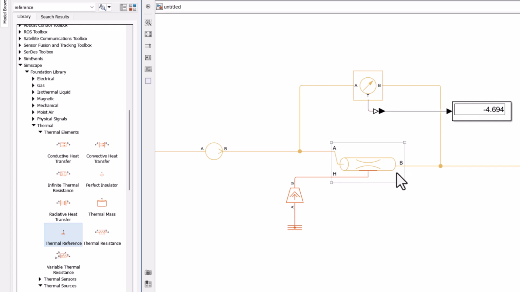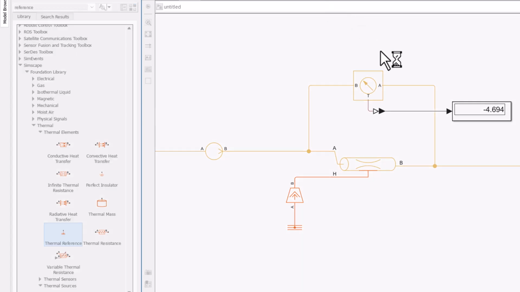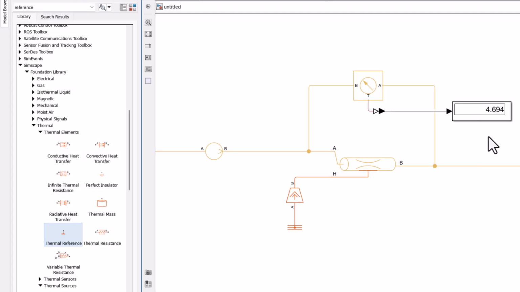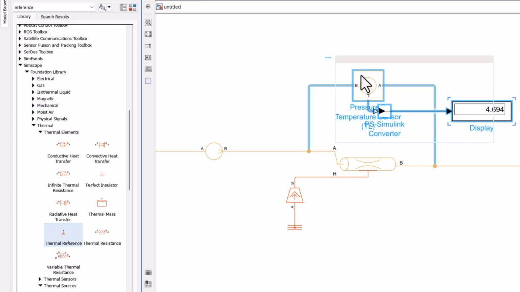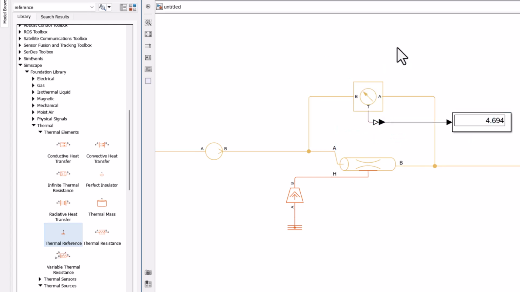And of course, you expect the outlet temperature to be more than the inlet temperature. That's why I'm going to invert my block to come with a positive value from my sensor. And that is the result I want. So you see there is 4.694 degrees Celsius or Kelvin differential temperature. That is basically the same. For differential temperatures, Kelvin and Celsius are the same.